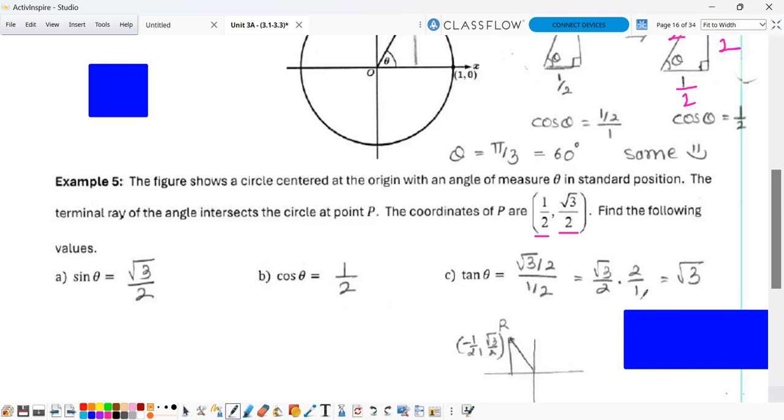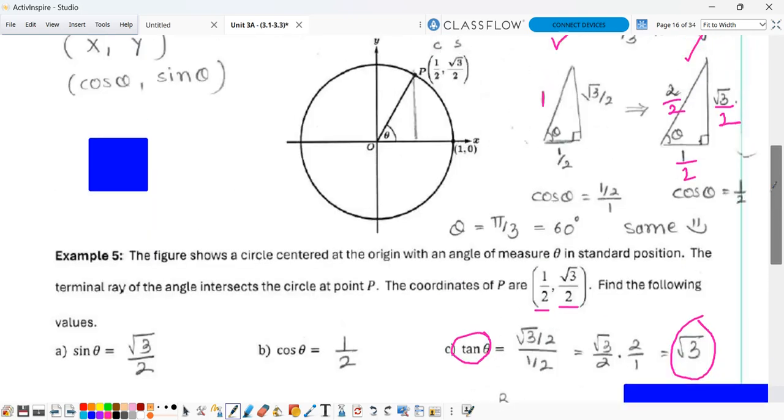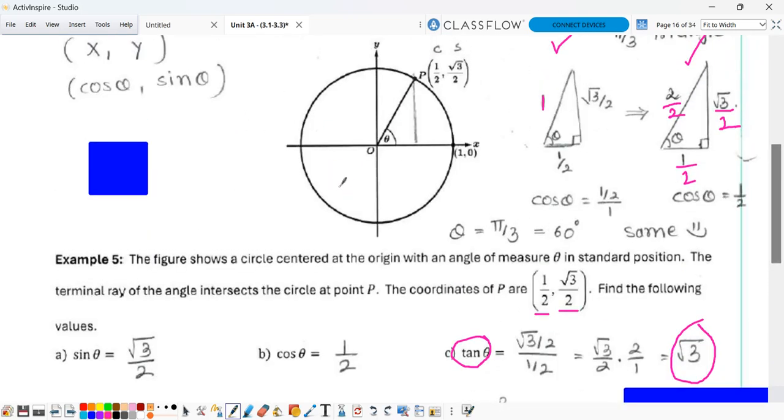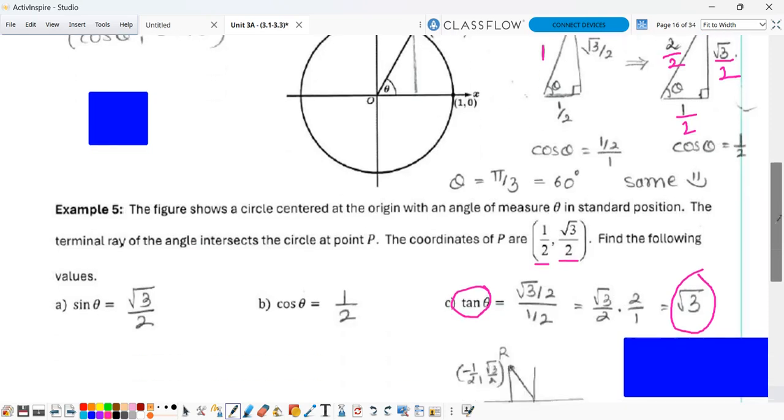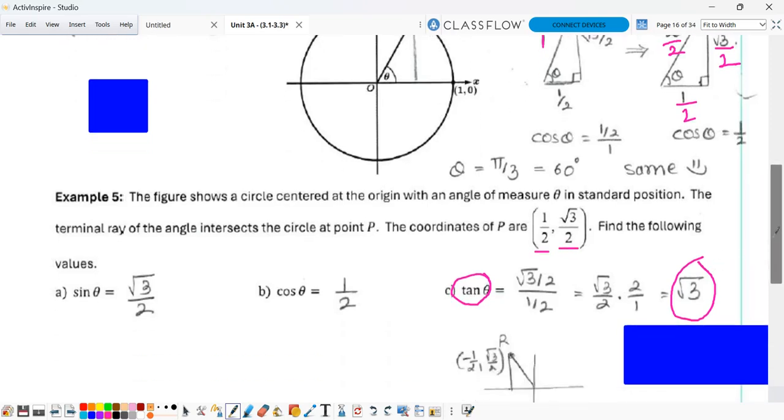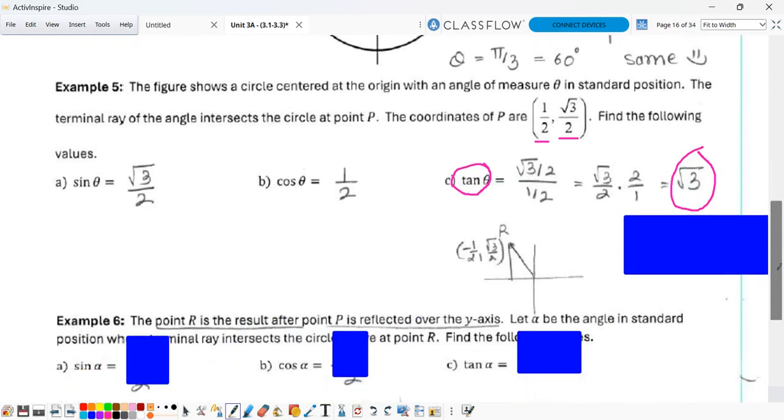Okay, so let's make a connection. This is very important information. Tangent theta is root 3, which means slope of this line is root 3. Slope is root 3, which tells you that this is a steeper line because root 3 is bigger than 1, and that means the angle is a bigger angle. So anytime you are working backward, you can make a connection that slope is root 3. That means it's a bigger angle.